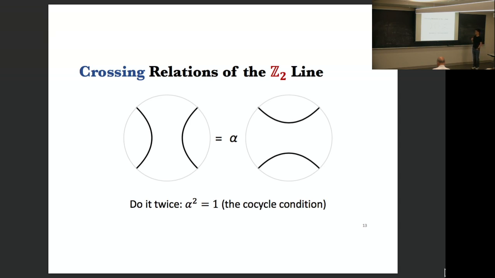And now you can ask, on the left we have one partition function, and on the right we have another partition function with this local patch replaced by another configuration. What's the relation between these two partition functions?